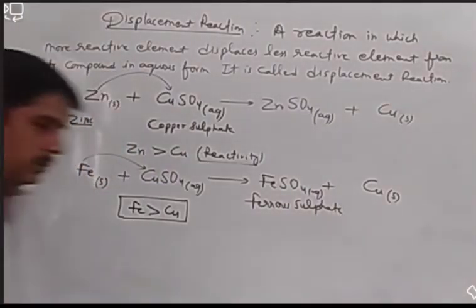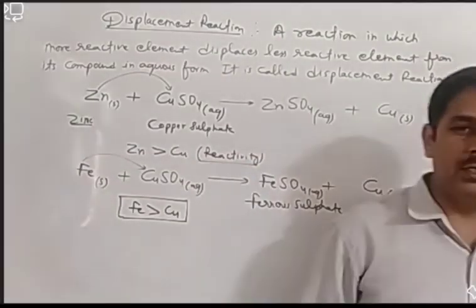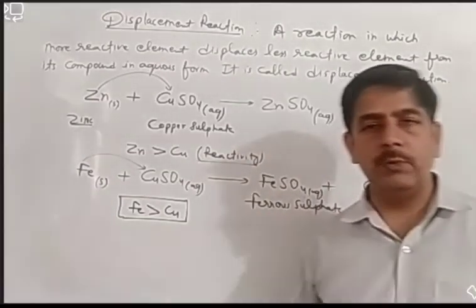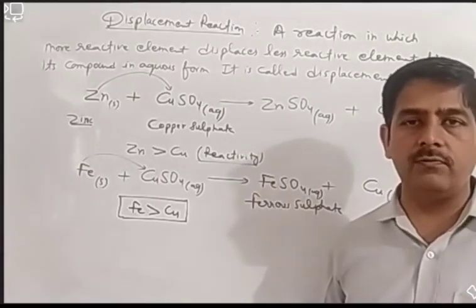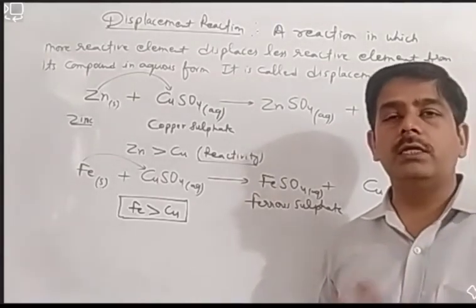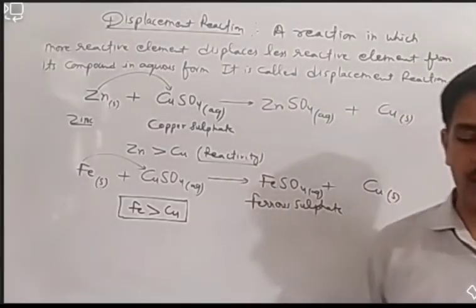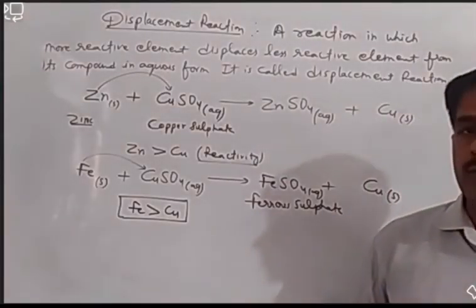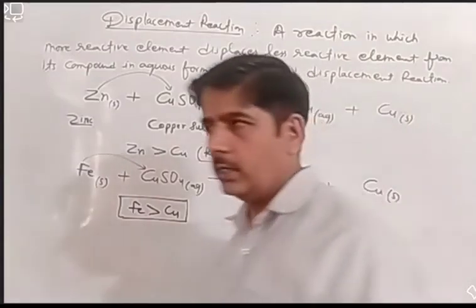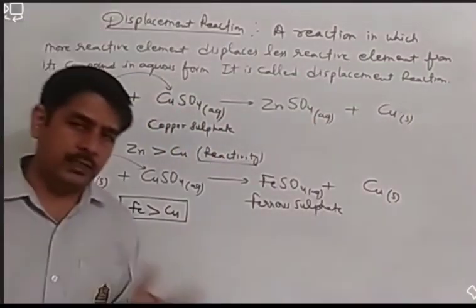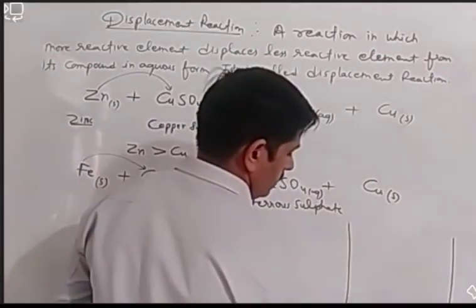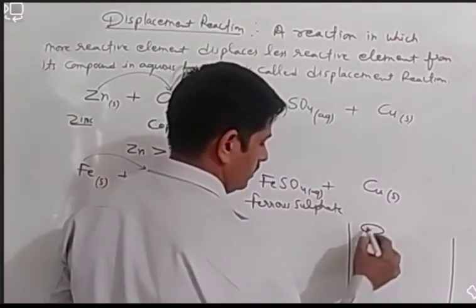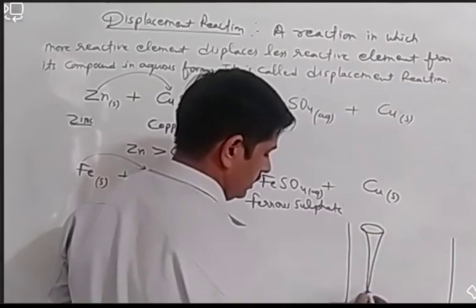So it is very clear from these two examples that in displacement reaction, the reactant which is more reactive, or we can say the element that is more reactive, can displace a less reactive element from its aqueous solution. Okay, one example is there in our book, in an activity. We can discuss that example. Suppose we have a container. In this container we have an iron nail.